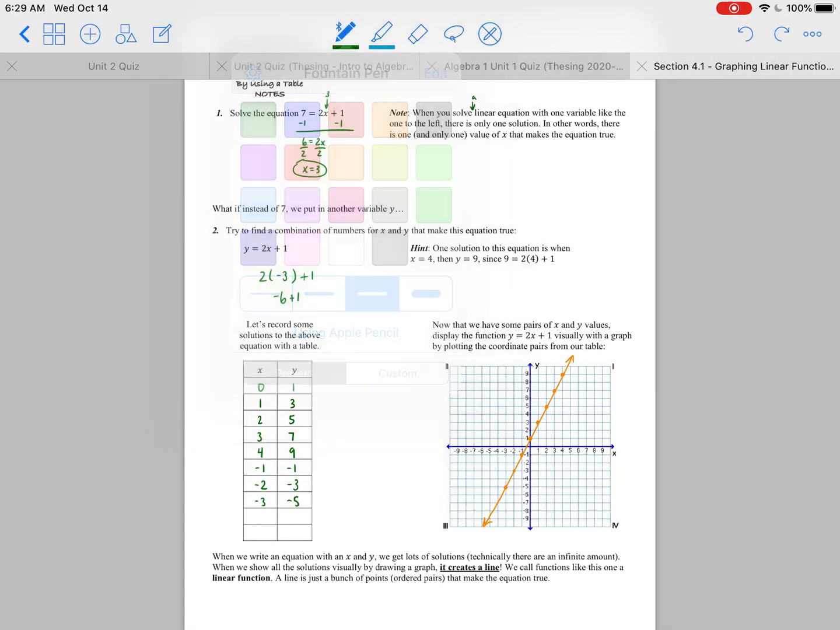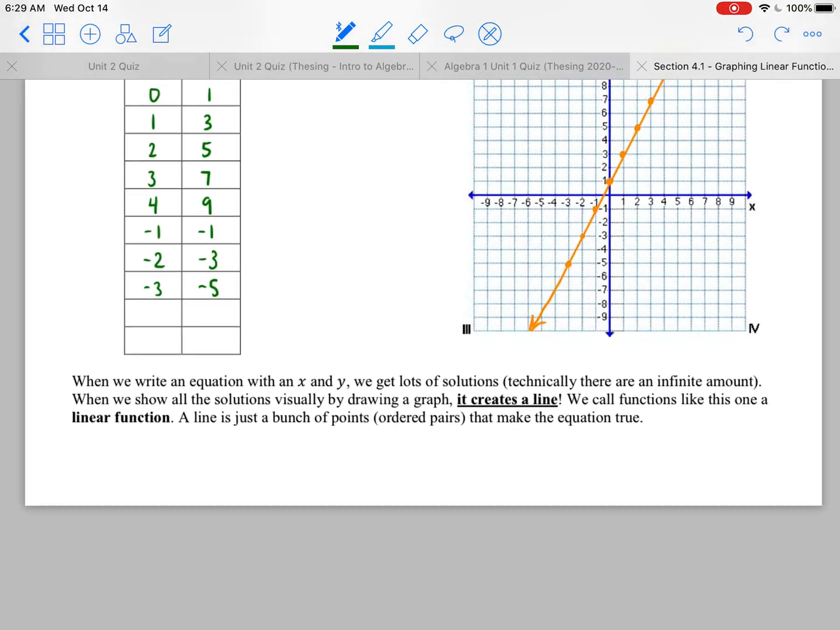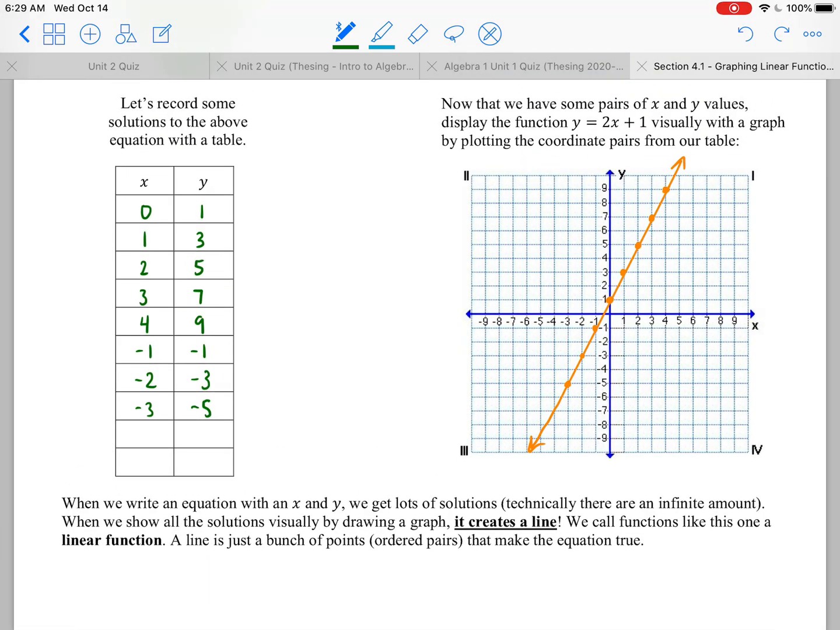But I just want to show you, basically I'm just going to read what we wrote here. When we write an equation with x and y, we get lots of solutions. Technically, they're an infinite amount. We could just go on forever, right? If I do negative 4 for x, it's going to be negative 7 for y. If I do negative 5 for x, it's going to be negative 9. We could just do this forever.